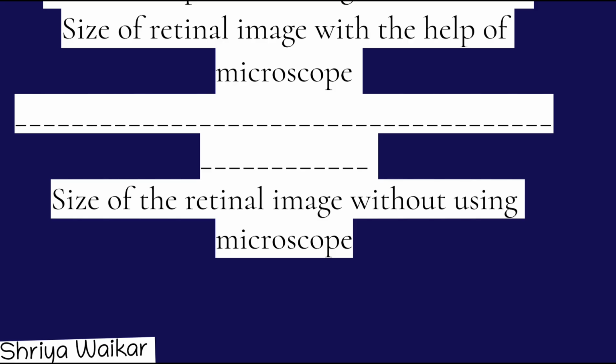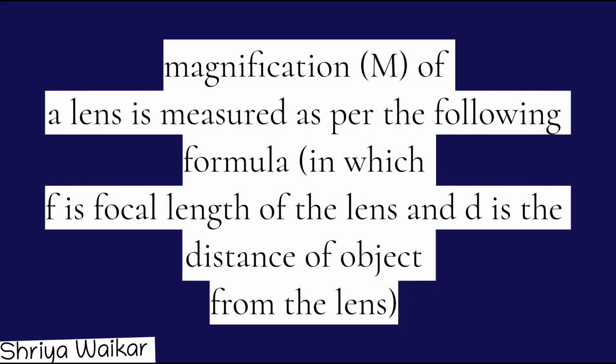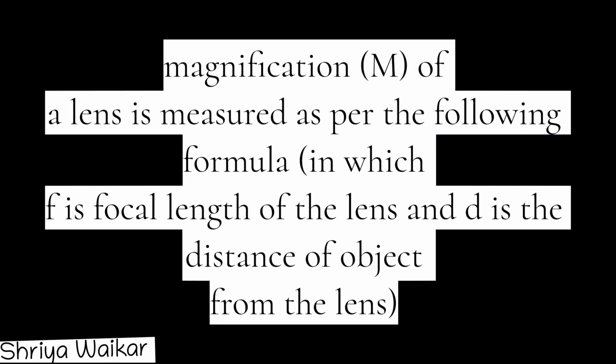You must have studied in physics that the magnification of a lens is measured by the following formula: m = f/(f - d), where f is the focal length of the lens and d is the distance of the object from the lens. That is, the focal length of the lens upon the focal length of the lens minus the distance of the object from the lens.